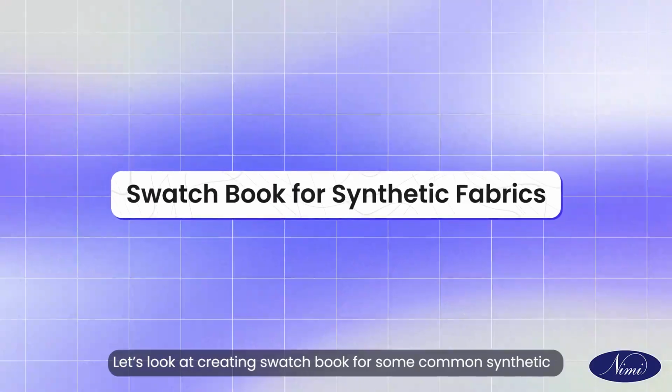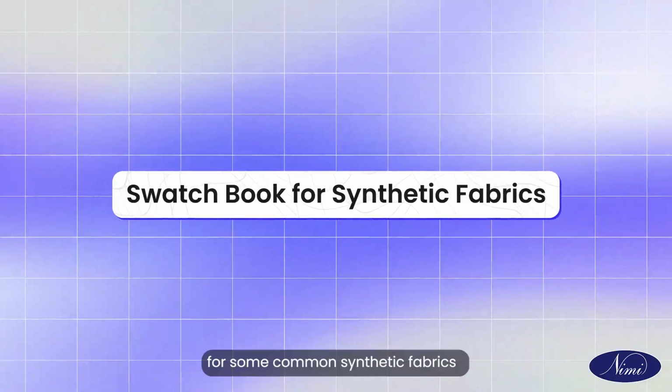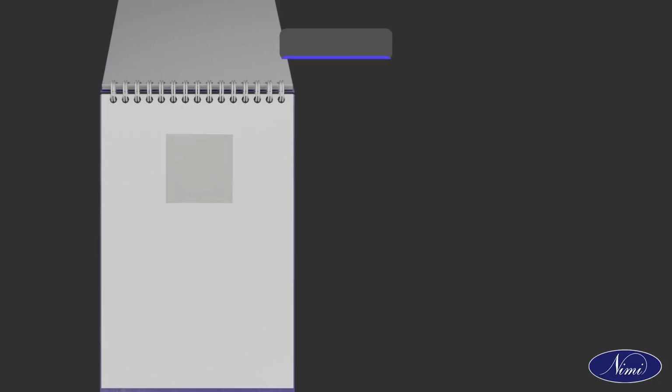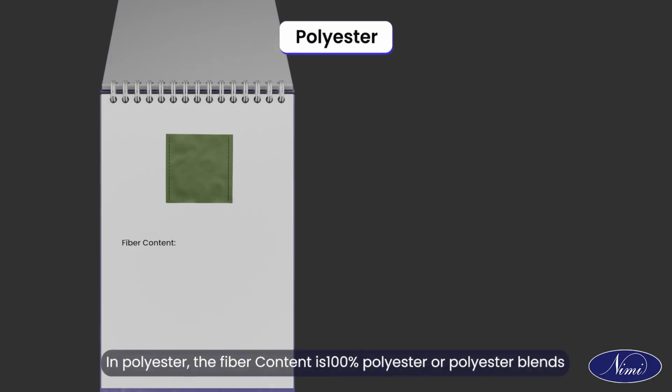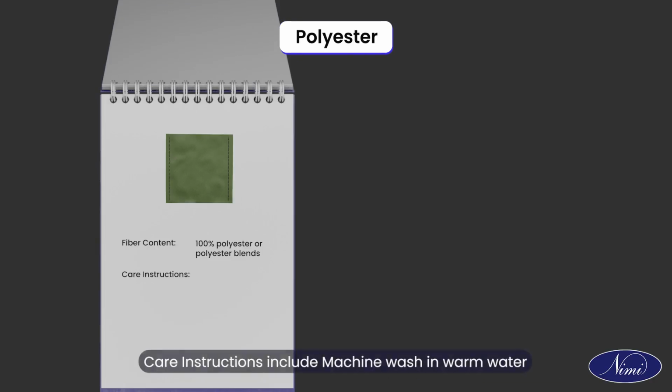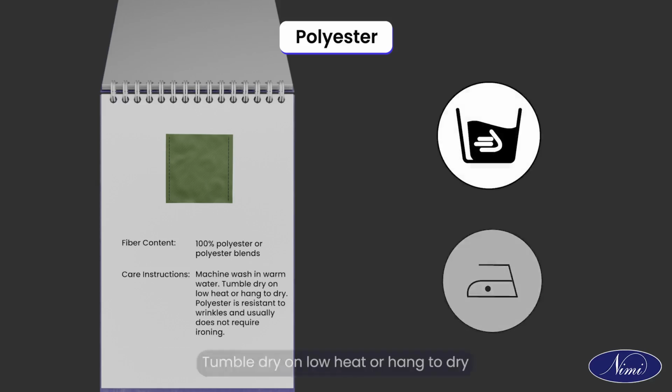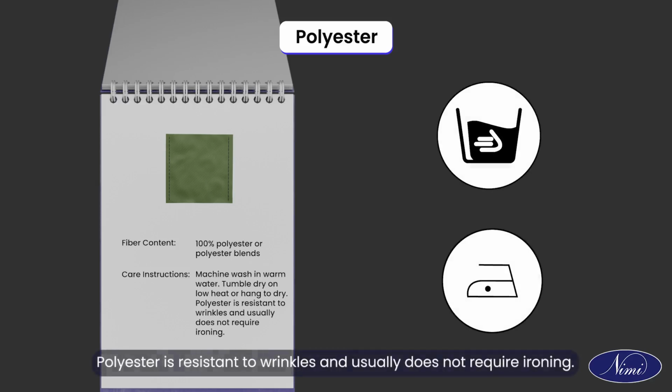Let's look at creating a swatch book for some common synthetic fibers, along with their names, fiber content, and general care instructions. In polyester, the fiber content is 100% polyester or polyester blends. Care instructions include machine wash in warm water, tumble dry on low heat, or hang to dry. Polyester is resistant to wrinkles and usually does not require ironing.